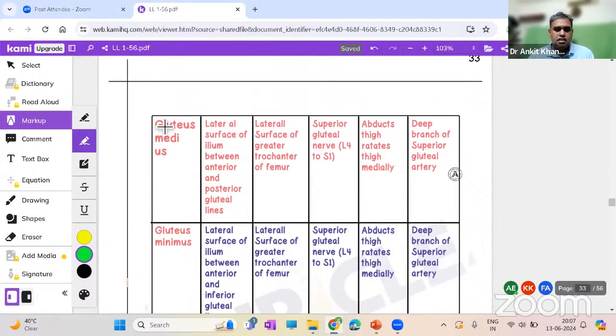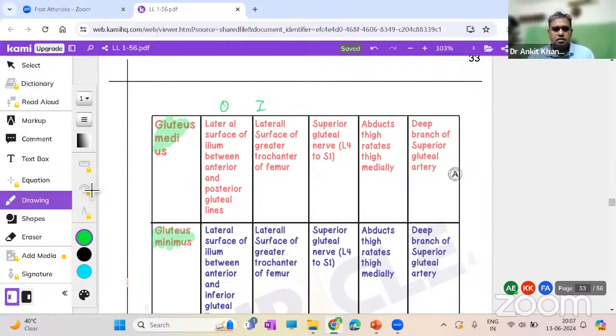are these two muscles, gluteus medius and minimus. Just remember, they have all the things written over here. Where do they take origin from? Where do they insert? What is their nerve supply? What is their main action? These are obviously important, and the blood supply as well.